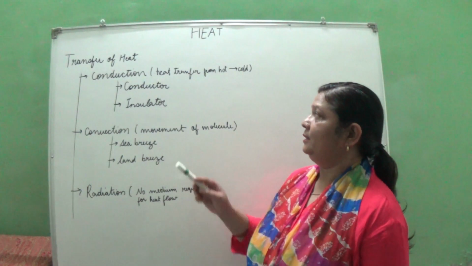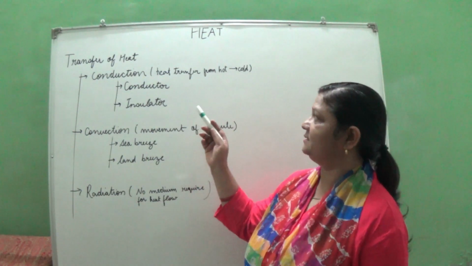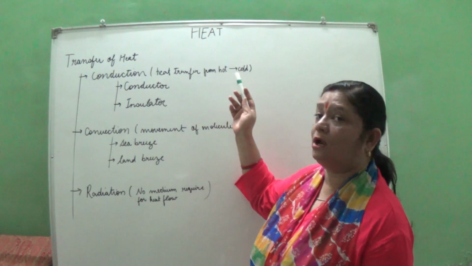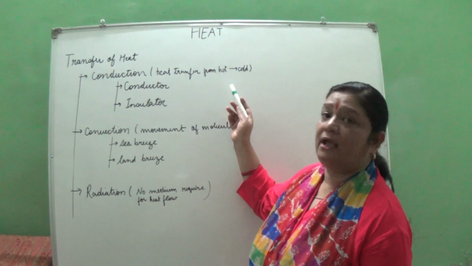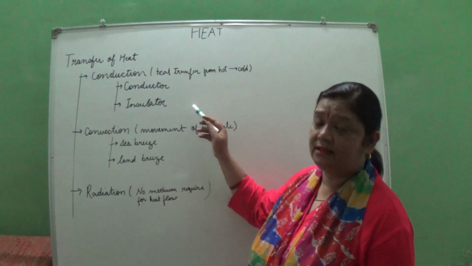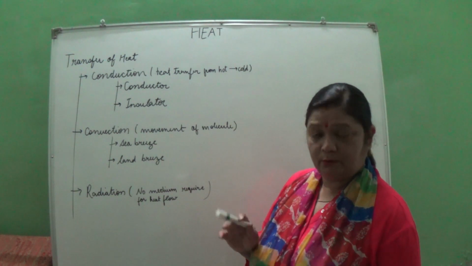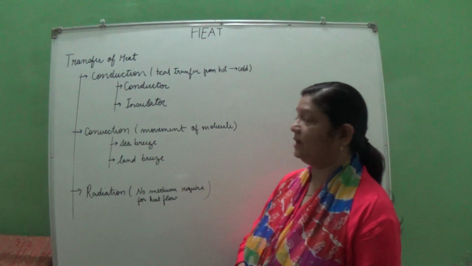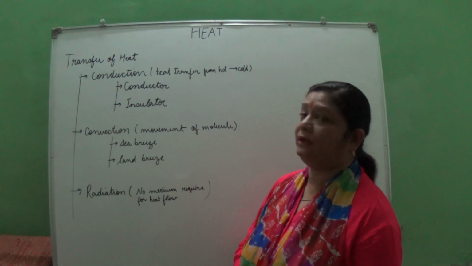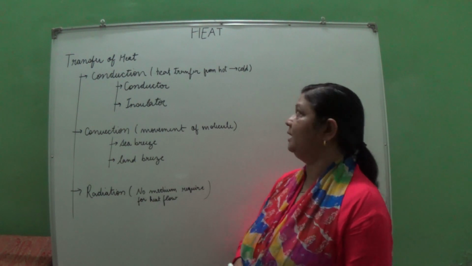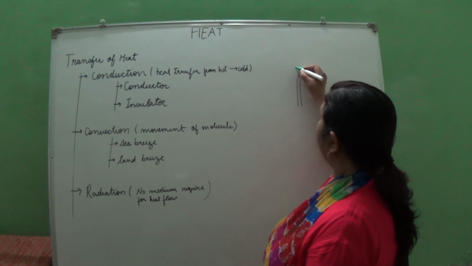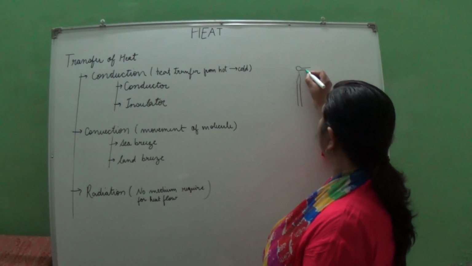Those substances or objects which allow the heat to flow are known as conductors. What are insulators then? They don't allow the heat to flow. First, conduction we are going to study briefly, and I am going to explain it to you. Suppose you are taking a candle and you are holding a spoon.